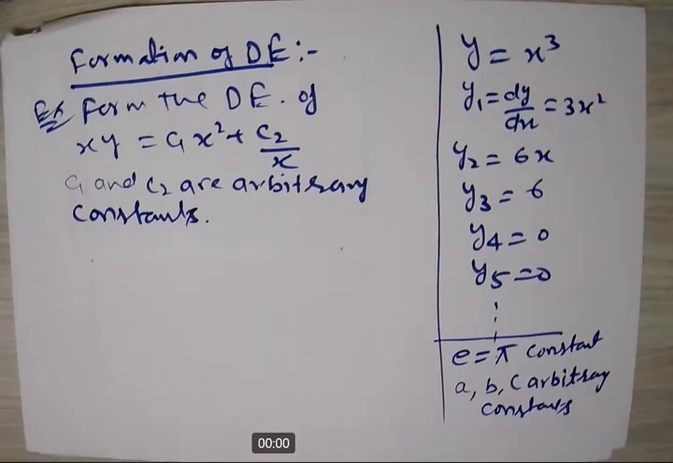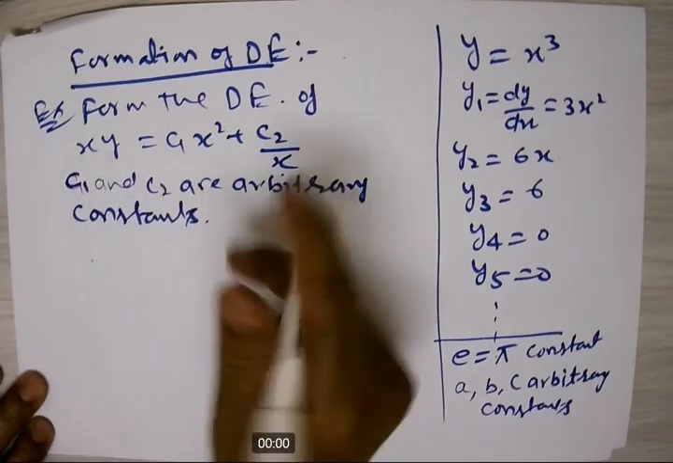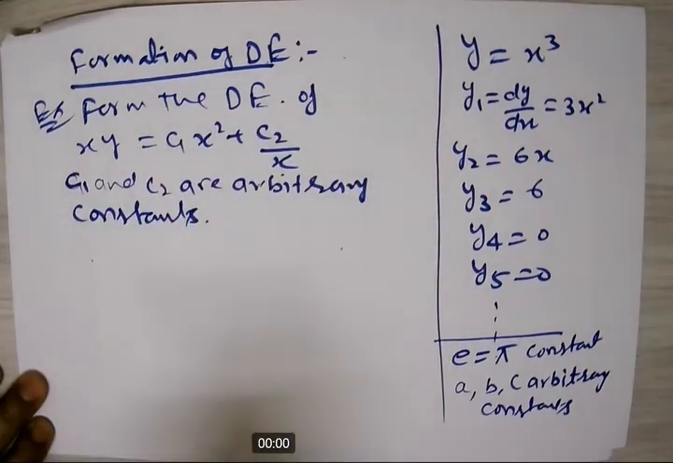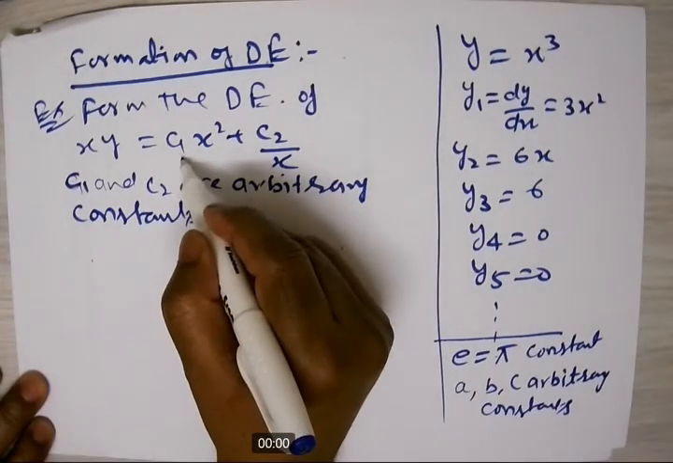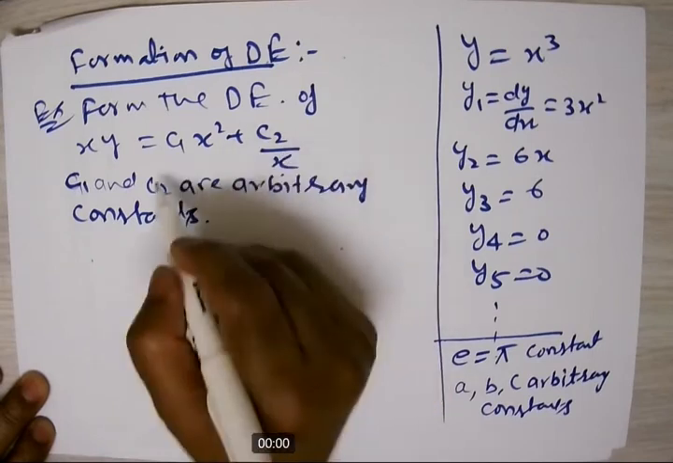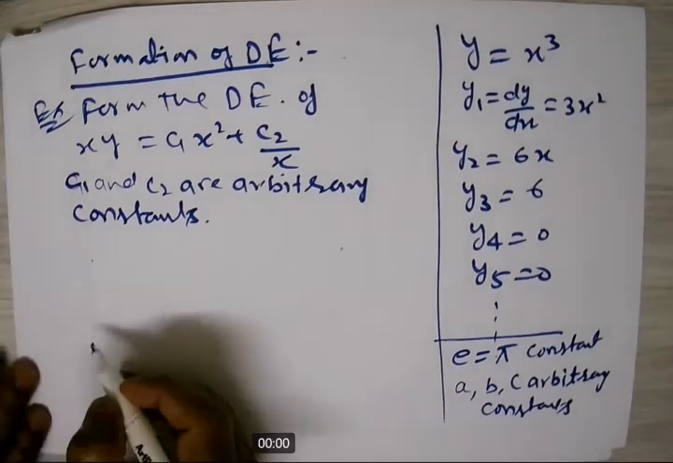Again I am telling you how to form the differential equation. You have to differentiate this function two times. After getting the second derivative, you have to eliminate c1 and c2. After elimination of c1 and c2, whatever answer you get in terms of derivatives with this function is called the formation of differential equation. So now I am going to solve this.